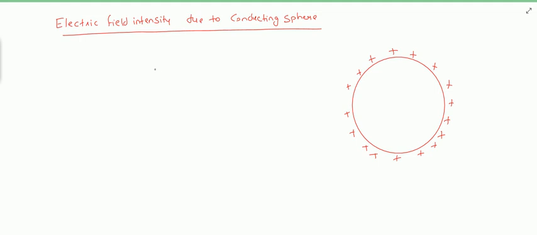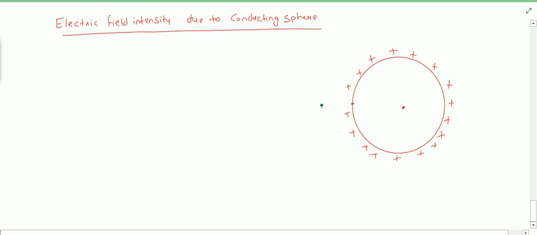So now we want to find the electric field intensity due to this sphere at every point. At every point means outside this sphere, inside this sphere, and on this sphere. So what I have to do is use Gauss law to find this, because that will be easier, to find the electric field intensity at every point.